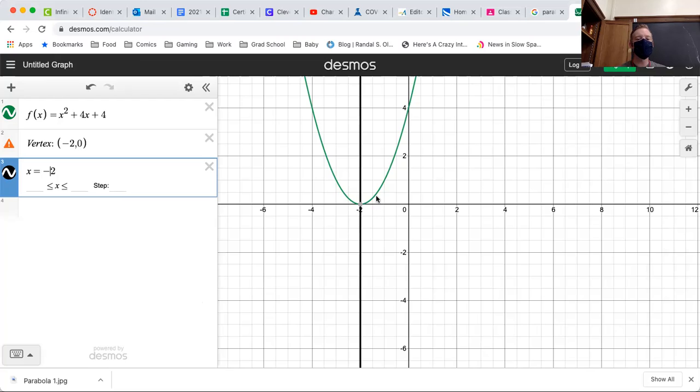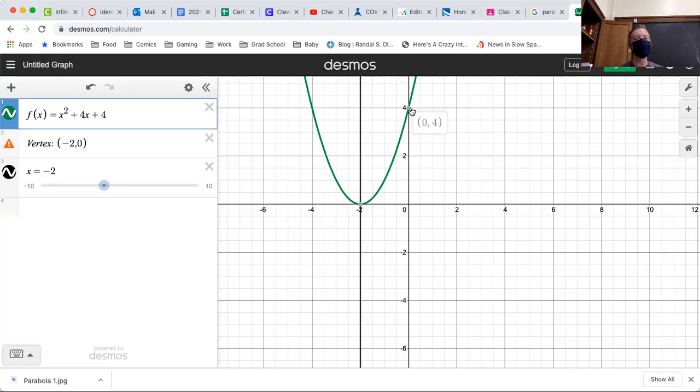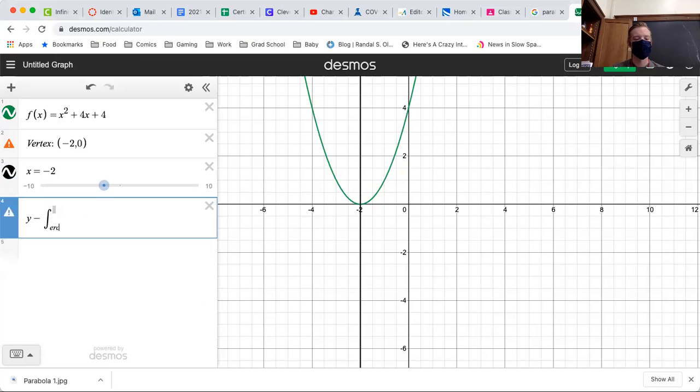Lastly, we need the y-intercept. And once again, if we click on our parabola, we should be able to come up here to this point, and we see that this point is the point (0, 4). So our y-intercept, oh man, I did not realize that. Okay, so I can't actually type that out right there. We're going to go back.